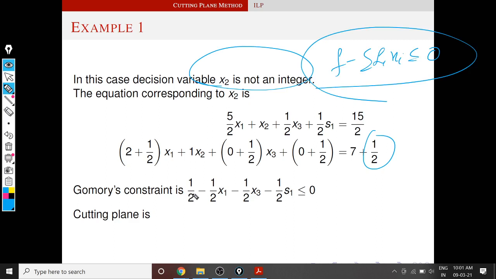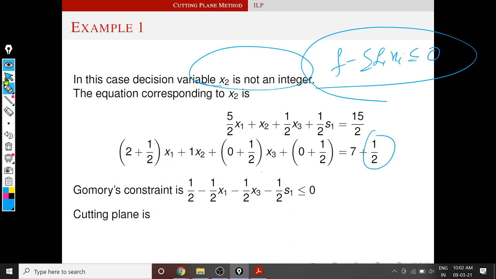So here f is 1 by 2 minus 1 by 2 x1 minus, here the fraction is 0, so there is nothing corresponding to x2, and minus 1 by 2 x3 minus 1 by 2 s1, this is corresponding to s1, is less than or equal to 0. So this is called Gomory's constraint. This removes a part of the optimum solution in such a way that it doesn't contain any integer optimum solution.